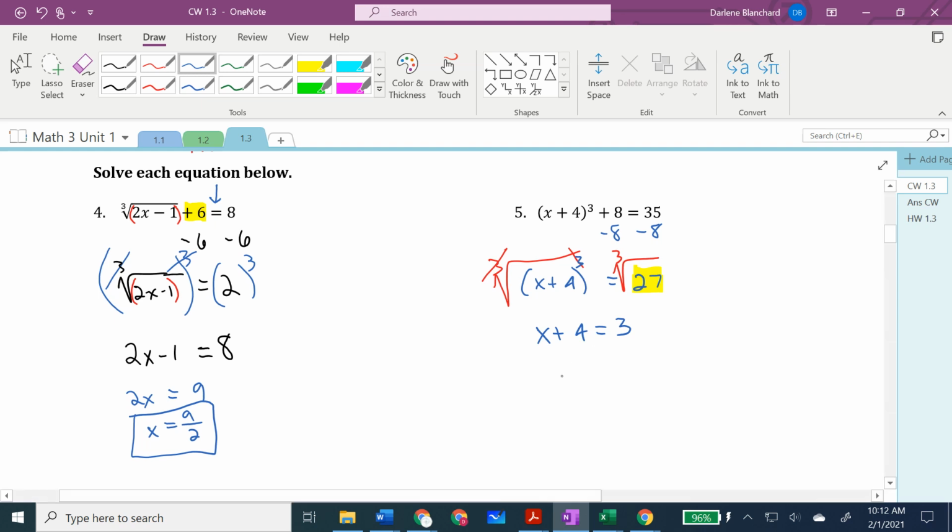Then subtract 4, and we have a solution. So what I wanted to focus on with this in the classwork, and it's going to show up in homework, is being able to solve equations with cube roots and cubes using each other as opposites to undo each other.